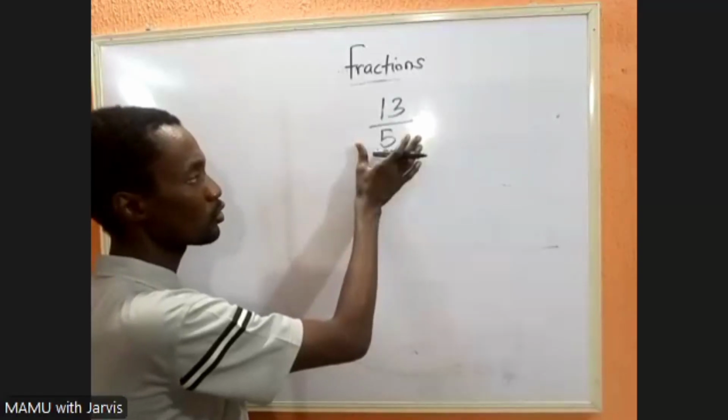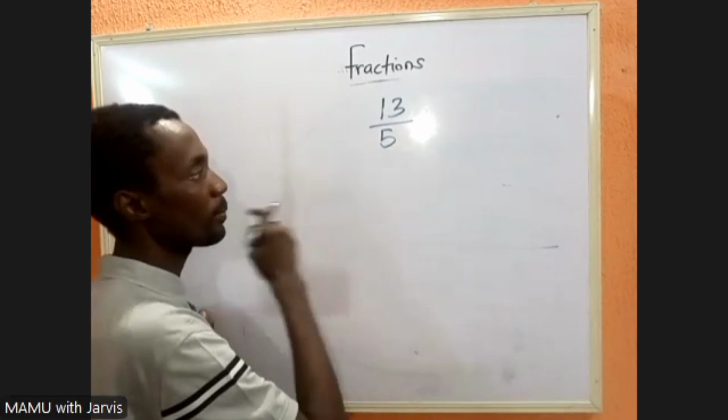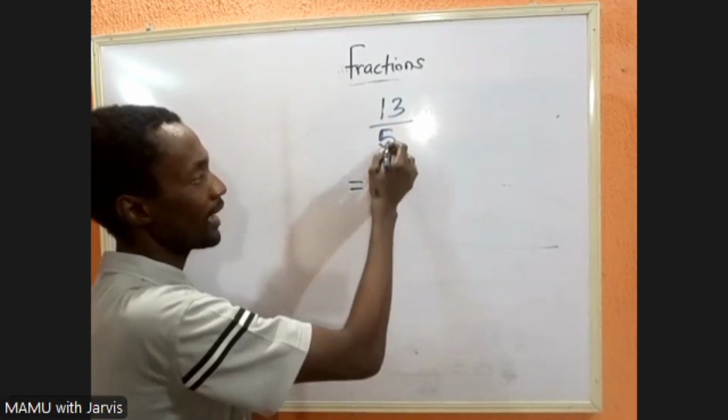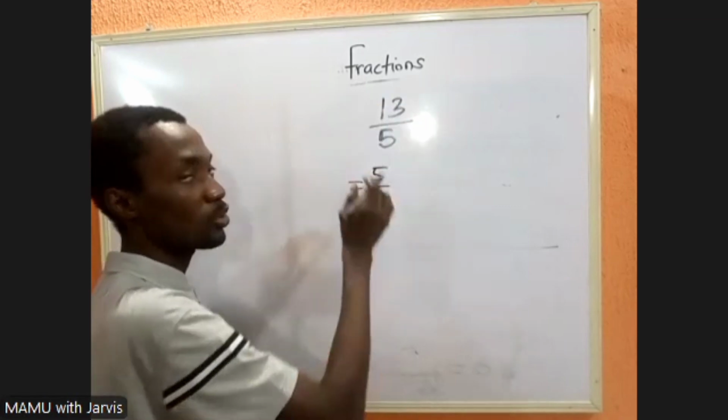I want to break this into a mixed number. There are two ways to go about it. I start by looking at the denominator of 5. I can take 1 5 out of this. I'll be left with 5 out of 13, which will be 8.